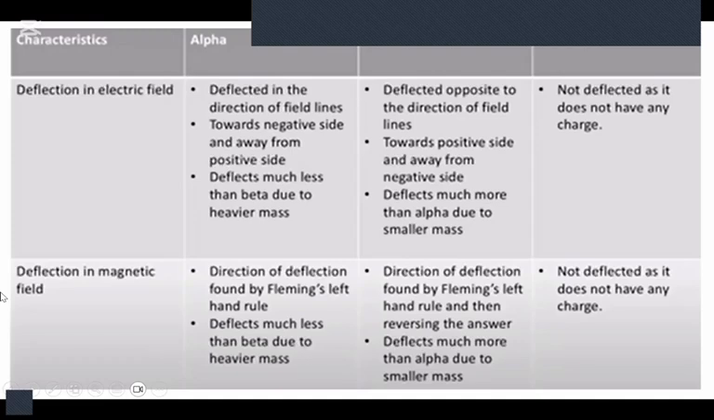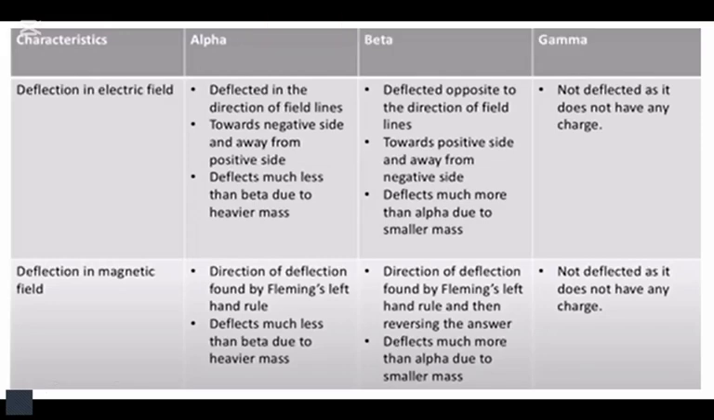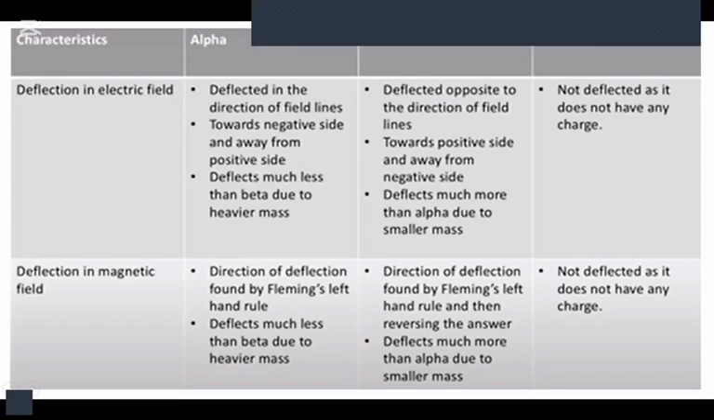Okay, then next one, a little bit additional. This is not in your textbook, but is frequently asked in a few questions, so I'm going to include it in the PowerPoint slides. We also need to look at how alpha, beta, and gamma particles react in an electric field or a magnetic field. That will depend on whether they are charged or uncharged.